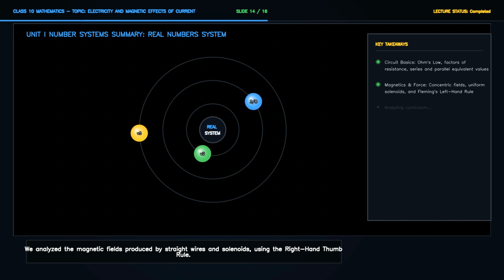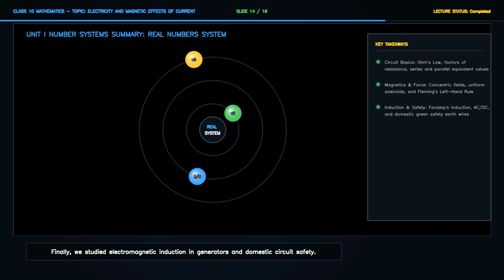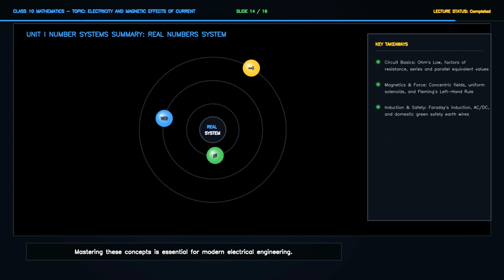We analyzed the magnetic fields produced by straight wires and solenoids, using the right-hand thumb rule. We detailed the force on a conductor using Fleming's left-hand rule, which governs electric motors. Finally, we studied electromagnetic induction in generators and domestic circuit safety. Mastering these concepts is essential for modern electrical engineering.